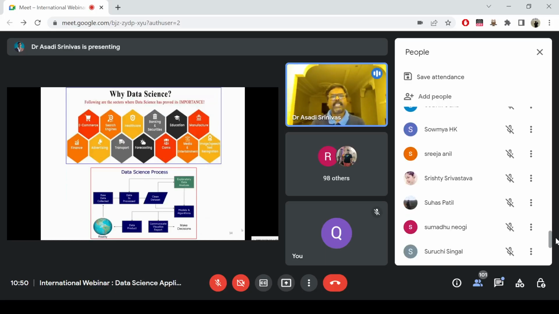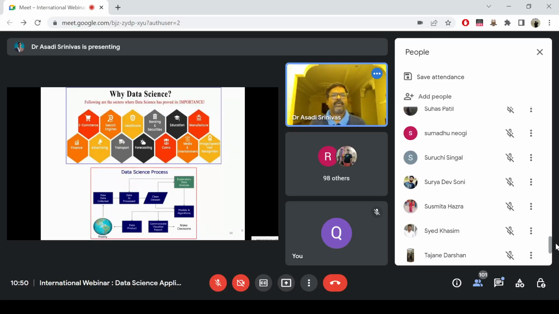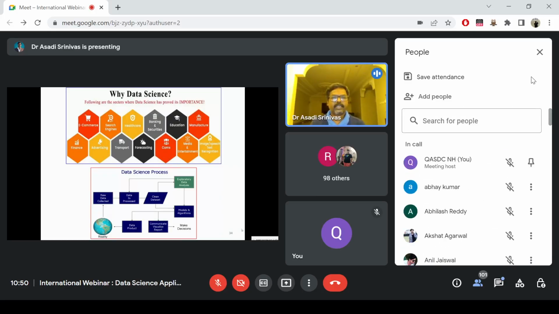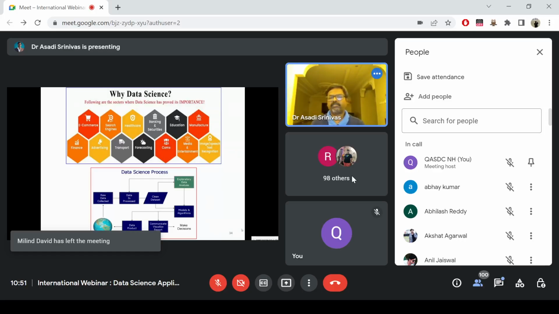And why data science? Following are the sectors where data science has provided its importance, because we all are using e-commerce business applications, finance, advertising, search engines, healthcare, transport, forecasting, banking and securities in order to increase their business. They are using communication, commercial websites, education, manufacturing, media and entertainment, image and speech recognition, etc. So that's why we are using data science.